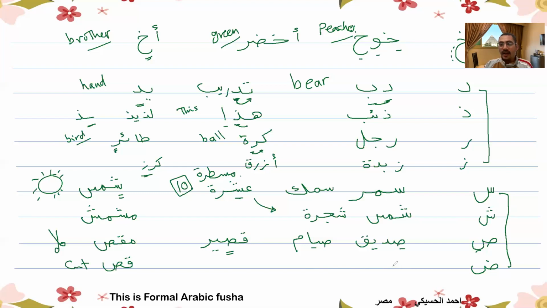ضاد as in ضفدع, frog. ضفدع means frog. And أخضر, with ضاد in the middle. أخضر means green, the color of plants.